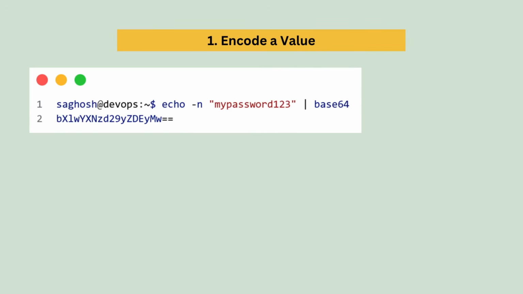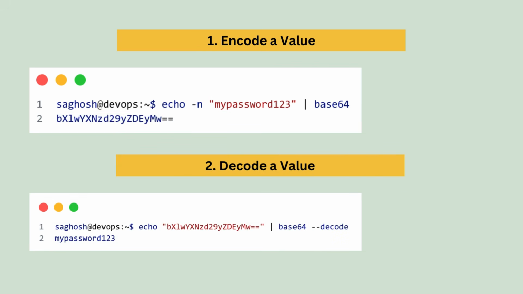Now let's see how to encode a value. So with this particular command, echo -n your-password piped to base64, this would encode a value. This -n avoids adding a newline at the end. And the output is what you put in data, like in a secret YAML. Now let's see how to decode a value. So with this command, echo your-encoded-password, then pipe to base64 --decode. This gives you the decoded password.